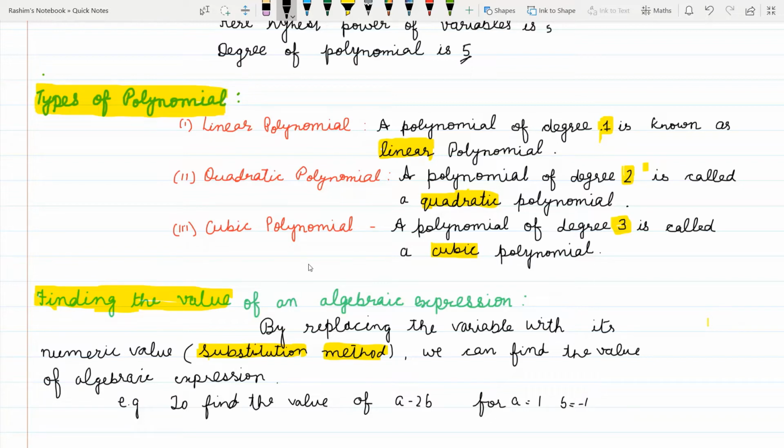Now the main thing here is to find the value of an algebraic expression by substituting the value. The method of substitution we will follow here. By substituting the value of the variable, we will find the value of the expression. Okay, by replacing the variable with its numeric value, we can find the value of an algebraic expression.